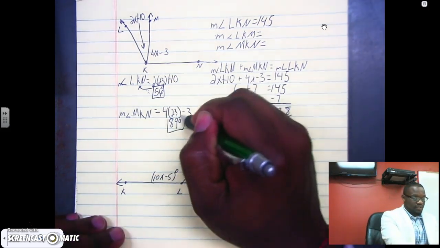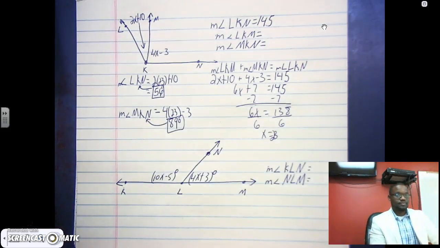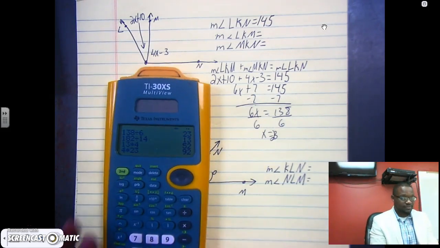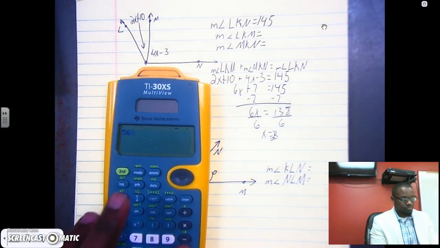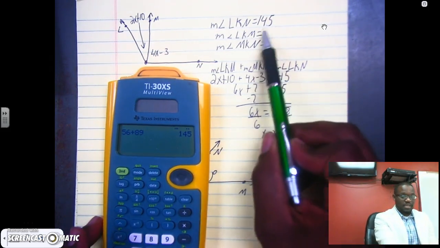So my answers are 56 degrees and 89 degrees. And just for the record, does 56 plus 89 equal 145? Yes, it does, which is what they told me at the beginning.